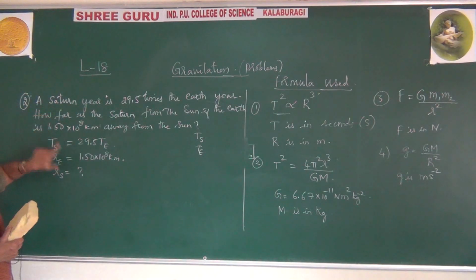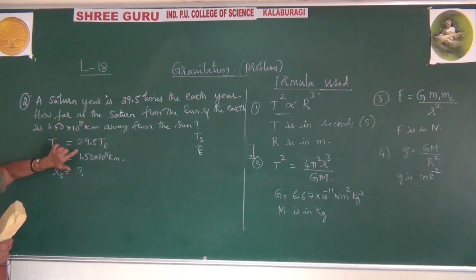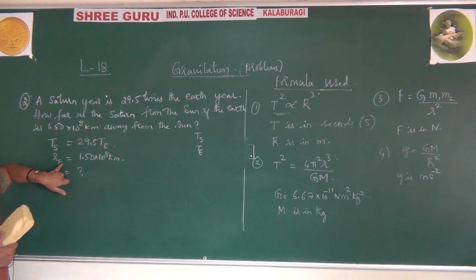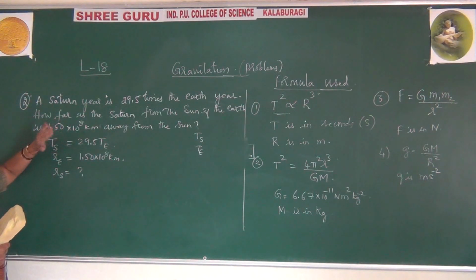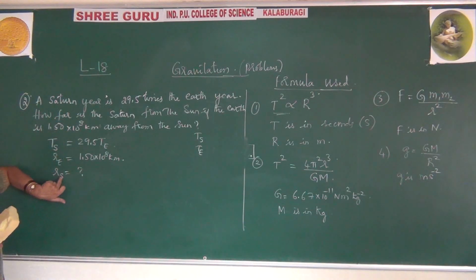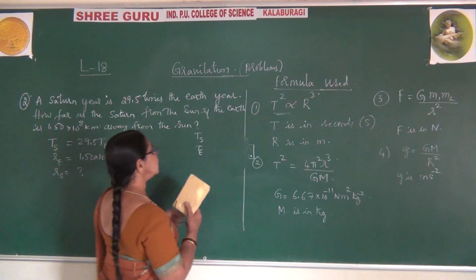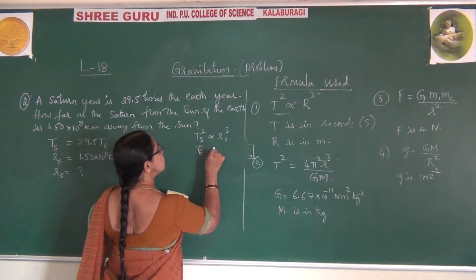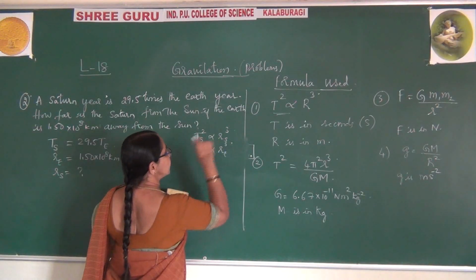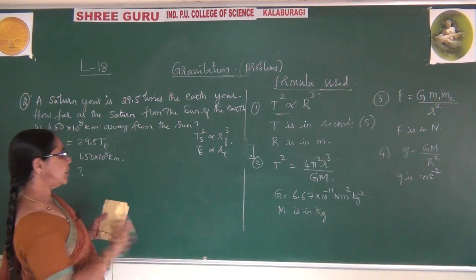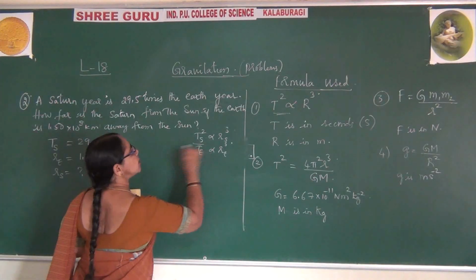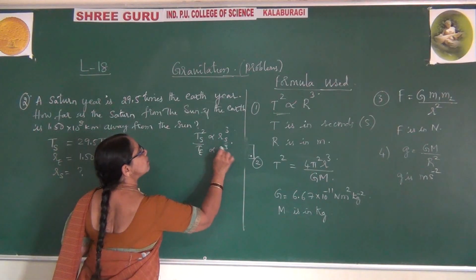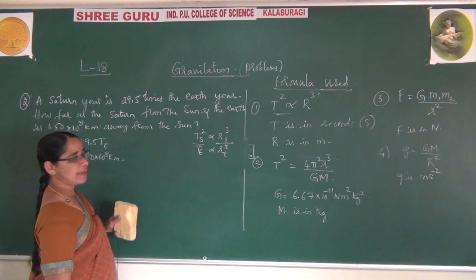The Saturn year is 29.5 times the Earth year, and they have given the radius of the Earth, nothing but the distance from the sun to the Earth. You have to calculate the distance from the sun to Saturn. This is the question they have given. You have to use this formula: T square is proportional to R cube. So TS by TE is equal to RS by RE whole cube, like this we have the formula.